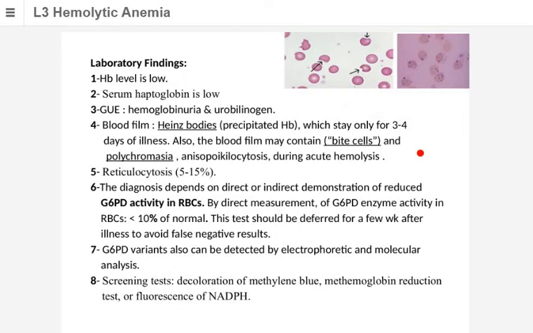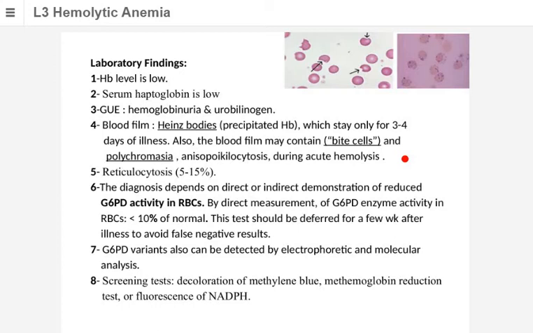Bilirubin is high. The diagnosis depends on the direct or indirect demonstration of reduced G6PD activity in the RBC. A direct measurement of the G6PD enzyme activity in the RBC: less than 10% of normal. Less than 10% of the normal enzyme means deficiency. This test should be deferred for a few weeks after illness to avoid a false negative result. The patient enters the hospital, is diagnosed and given the necessary treatment; the confirmatory test for the enzyme level is deferred a few weeks, at least 2 months after the illness, to avoid a false negative result.